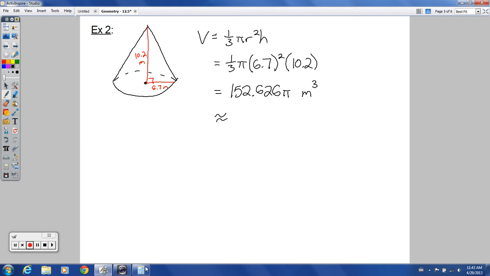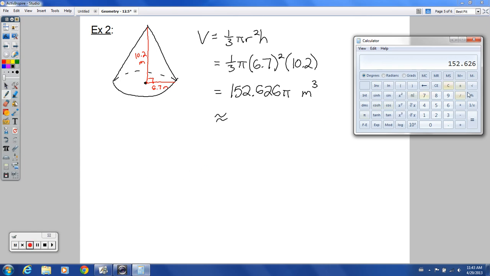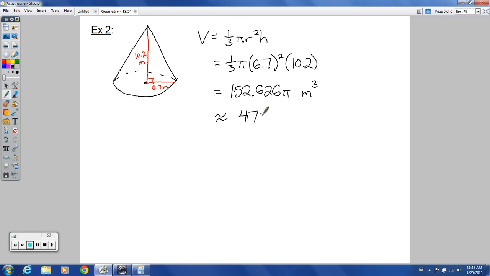And for the approximate answer, we're going to take that value and multiply it times pi. So this times pi gives me a really, really good approximate answer here. Let's say I went to 2 decimal places on this one. I'd have 479.49 meters cubed. So you have an exact answer and an approximate answer once again. You should know how to get both, read the directions to see which one they want.